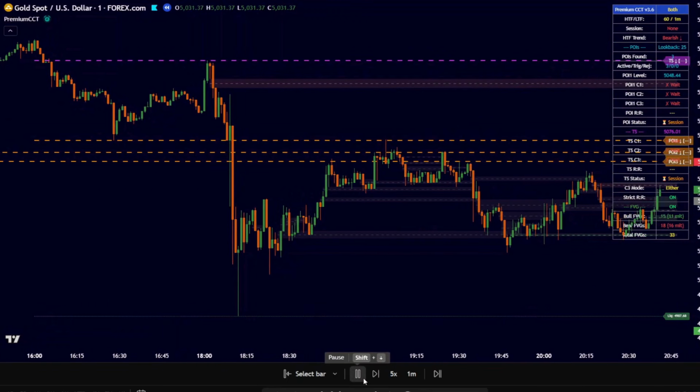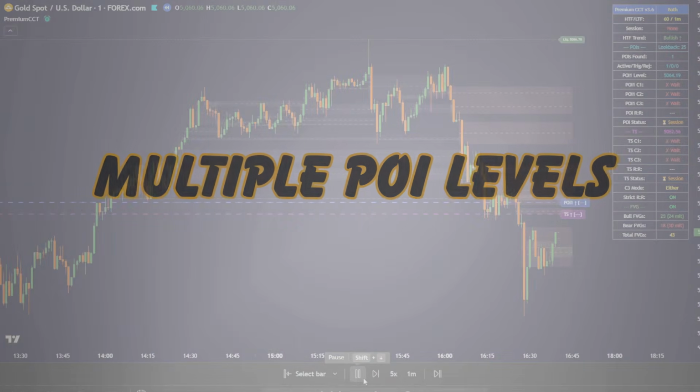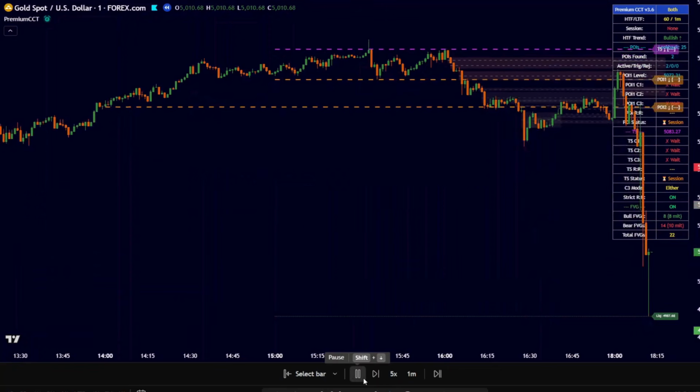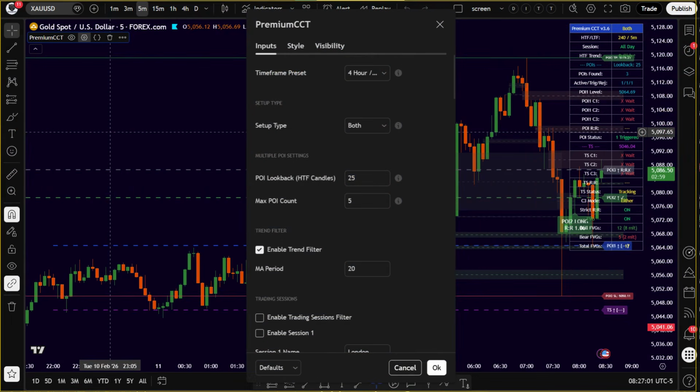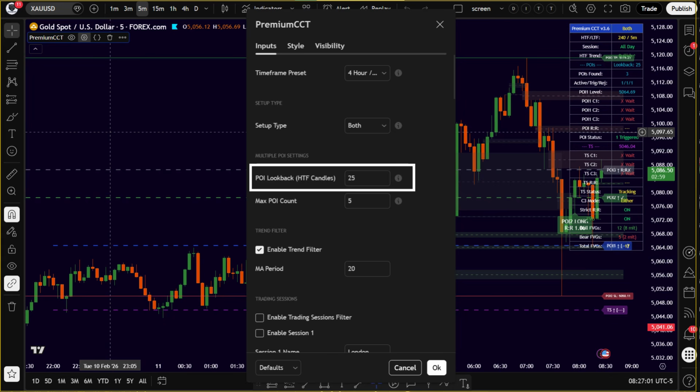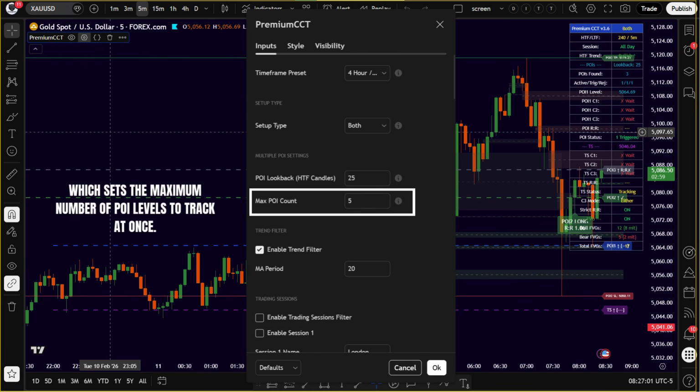One of the most powerful features of this indicator is the ability to track multiple point of interest levels simultaneously. Let me show you how this works. You have 2 key settings here. First is POI lookback, which controls how many higher time frame candles back the indicator will scan for untouched levels. The default is 25 candles, and you can adjust this from 1 all the way up to 200. Second is max POI count, which sets the maximum number of POI levels to track at once. The default is 5 levels, and you can go from 1 up to 10.